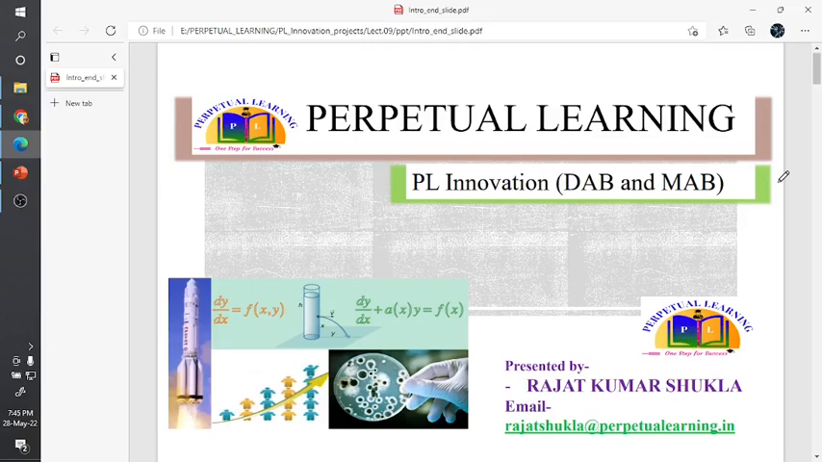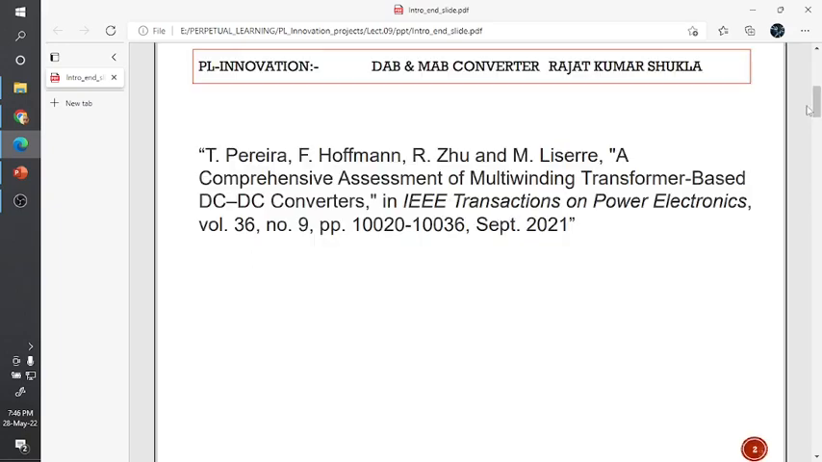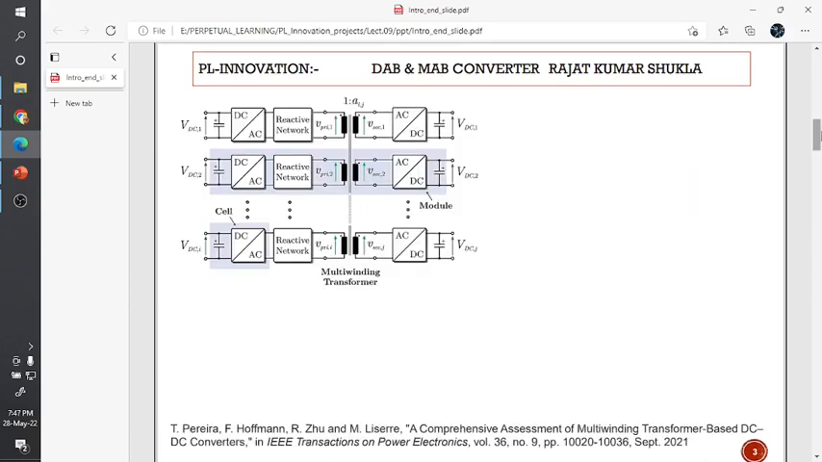Today I will show you what a multi-active bridge converter is, what the difference is between a dual active bridge converter and a multi-active bridge converter, and what the advantages, disadvantages and challenges associated with the multi-active bridge converter are. My talk is based on this paper only. I am going to present the multi-active bridge converter.